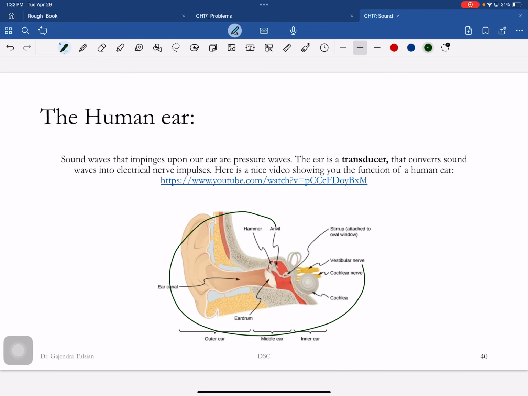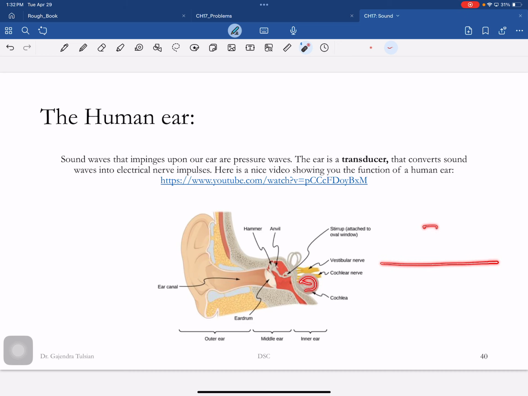Okay, what does this do? You should watch this video on YouTube. It's pretty good. Again, you get sound waves coming in, and these are converted into electrical impulses. Inside the cochlea, there is a membrane that is wrapped around like the cochlea, and you see different parts of the membrane.